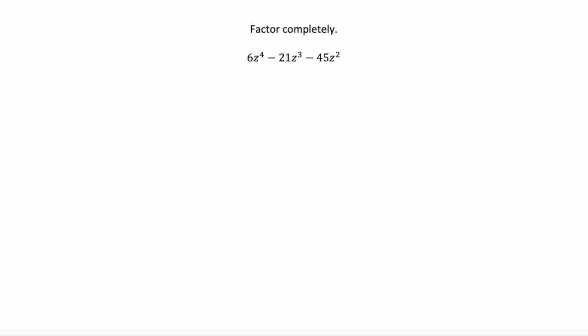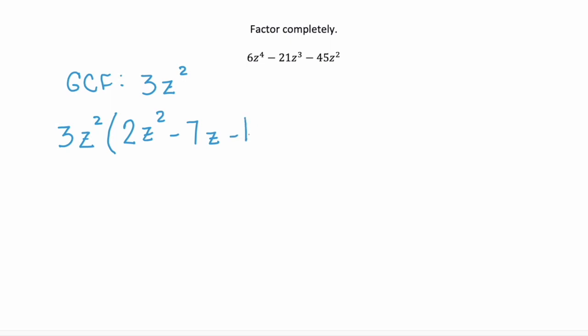This time we have a factoring problem that has multiple steps. First step, GCF. And the GCF here is 3z squared. Factor out that GCF, 3z squared, and we're left with the trinomial 2z squared minus 7z minus 15.